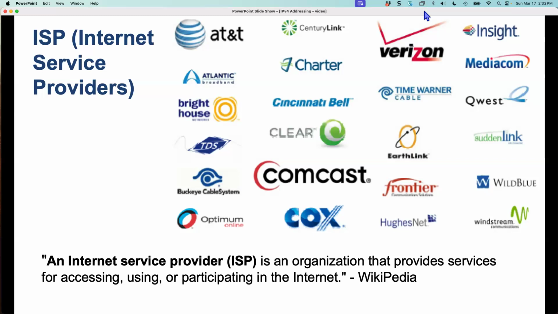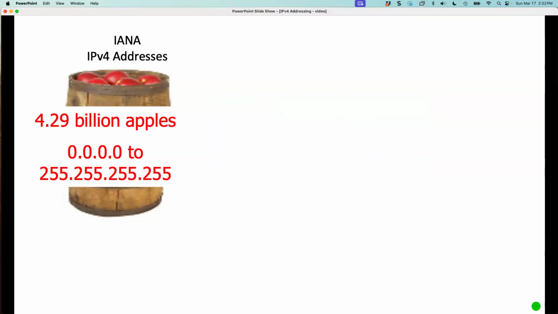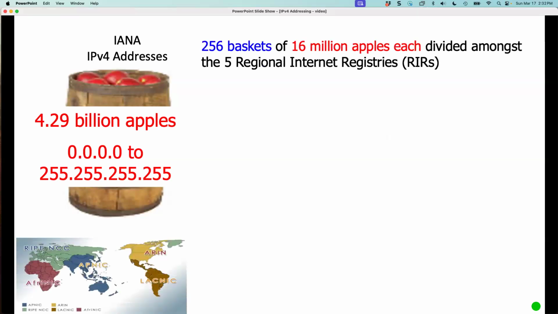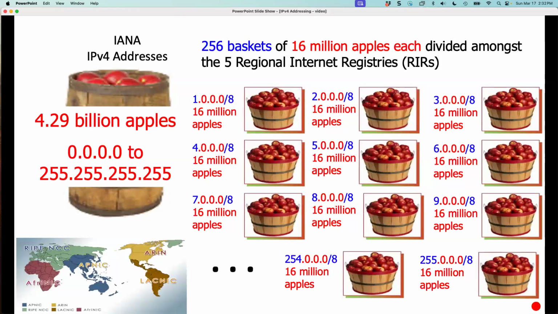I won't go into the whys and wherefores of those for right now, but IANA starts out with almost all 4.29 billion apples, or networks. They can't allocate the private IPv4 addresses. There are also some other reserved addresses for multicast that we won't get into here. But what IANA does is take their large barrel of 4.29 billion apples and divide it into baskets, usually baskets of /8. So notice this, these are all of our different networks. Now, some of these, like 254 and 255, they don't allocate, but just for the sake of example here, these are all the baskets. They have 256 baskets here, don't they, of 16 million apples each.